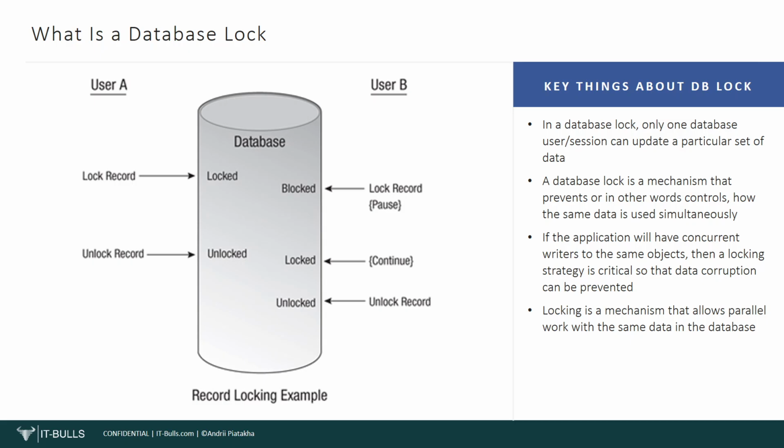Most applications tend to ignore thinking about concurrency issues during development. But at the end of the day, the engineering team adds a locking mechanism before going to production. If the application will have concurrent writers to the same objects, then the locking strategy is critical so that data corruption can be prevented. Locking is a mechanism that allows parallel work with the same data in the database.